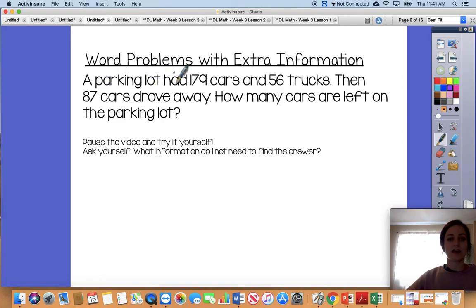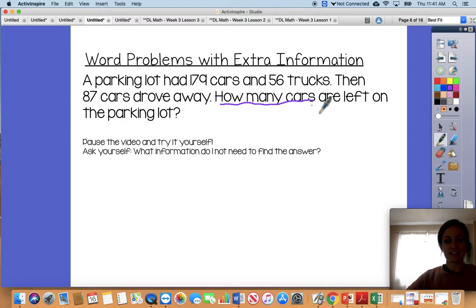A parking lot had 179 cars and 56 trucks. Then 87 cars drove away. How many cars are left on the parking lot? So it's asking how many cars. Go ahead and look through there and see what information do you not need and solve the problem. Go. Okay, hopefully you have your answer.